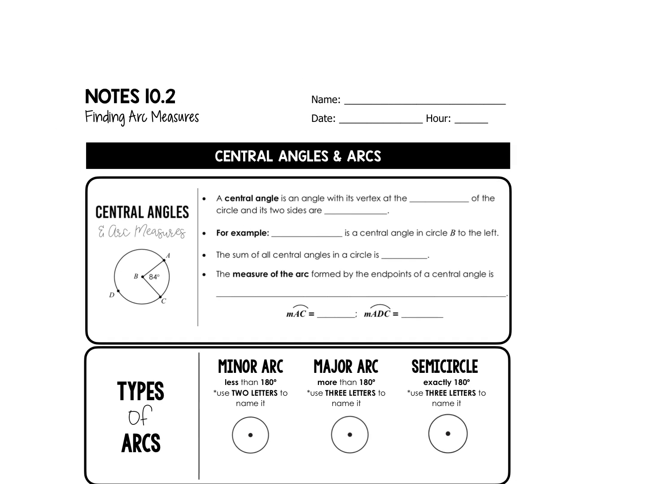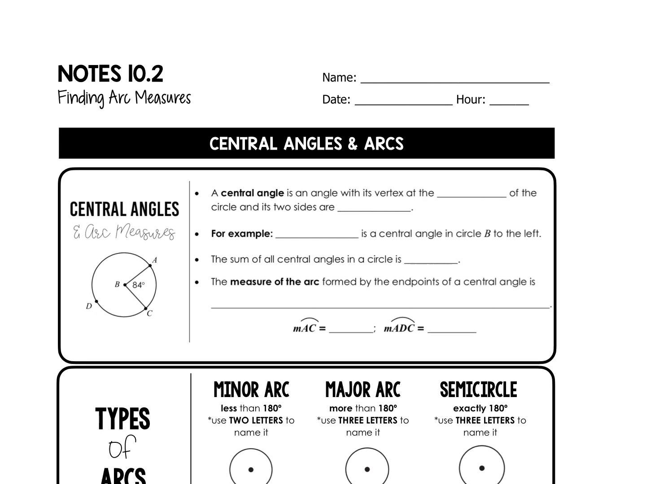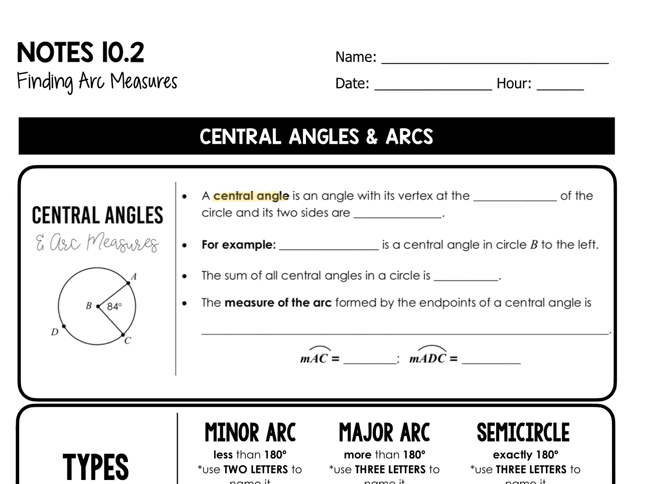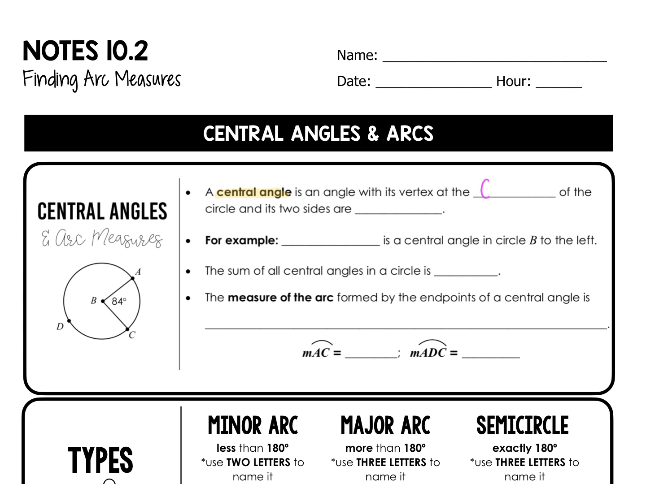So the first part of this is just vocabulary. It's about central angles and arc measures. A central angle is an angle with its vertex at the center of the circle and its 2 sides are radii. So its vertex is at the center of the circle and its 2 sides are radii.